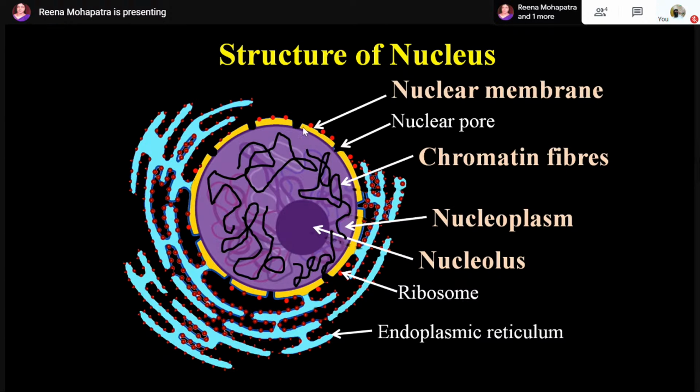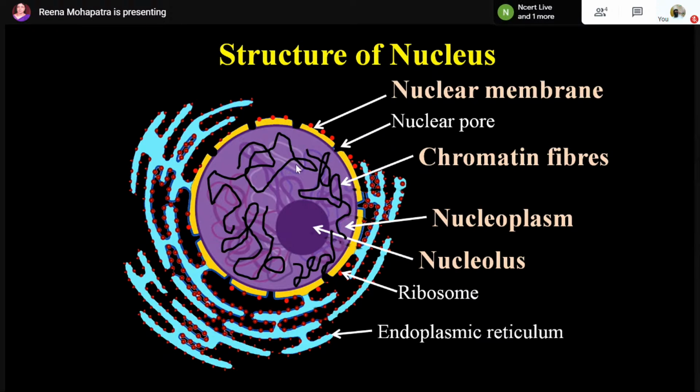This nuclear membrane is double membraned. It has lost its continuity, that means it is not continuous everywhere. At some places it has been interrupted by the presence of nuclear pores. See here in this diagram, the nuclear pore looks very simple. Actually, it is not so simple. It is guarded by very complex and special types of structures. When you go to higher classes, you'll learn about them.